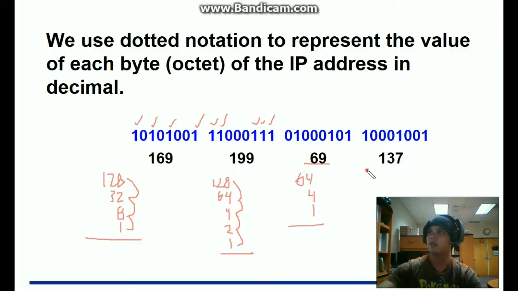And the last one. 128 plus 8, and then 1. 128 plus 8 is 136 plus 1 is 137. All right, bam, there we go. Sweet. So there you go. We just converted a binary IP address into something that we as humans can actually interpret.